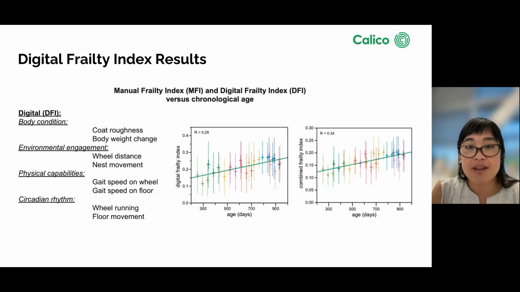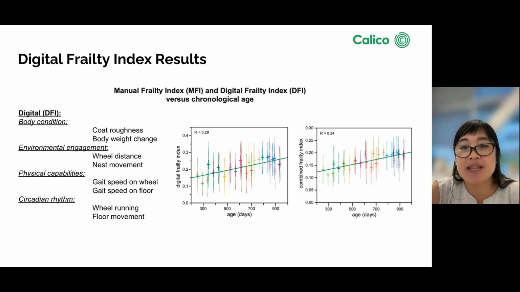Next. Now, when we developed our digital frailty index, the digital biomarkers that our machine learning team developed in this short time period reflected various domains. So body condition, environmental engagement, physical capabilities, so mainly gait speed, and circadian rhythm. And so that represents certain activities and how closely tied that is to the light-dark cycle.